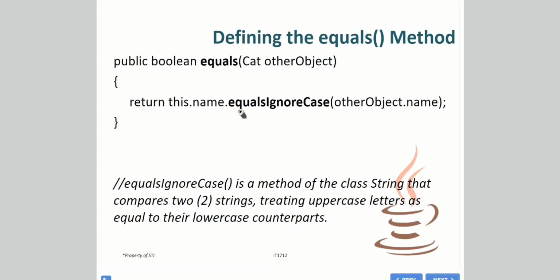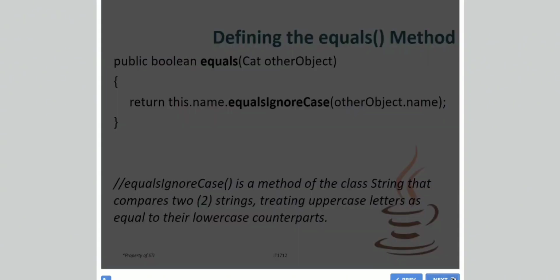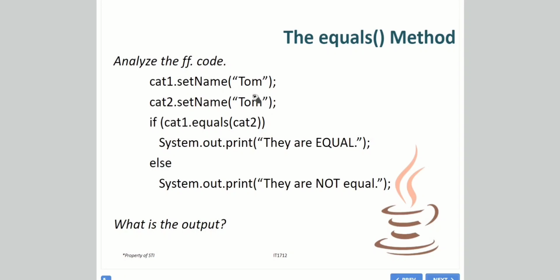Okay? So, we can also use .equalsIgnoreCase. That is a method from the String class. Okay, now let's have here an example. So we have cat1 that's set name Tom again, and cat2 is set name as Tom. Now we call cat1, that is Tom, .equals(cat2). So the .equals method compares the value. Okay, so it compares Tom to Tom. Now, if they are equal, it will result as equal. Otherwise, it is not. So we have here they are equal because Tom is equal kay Tom.